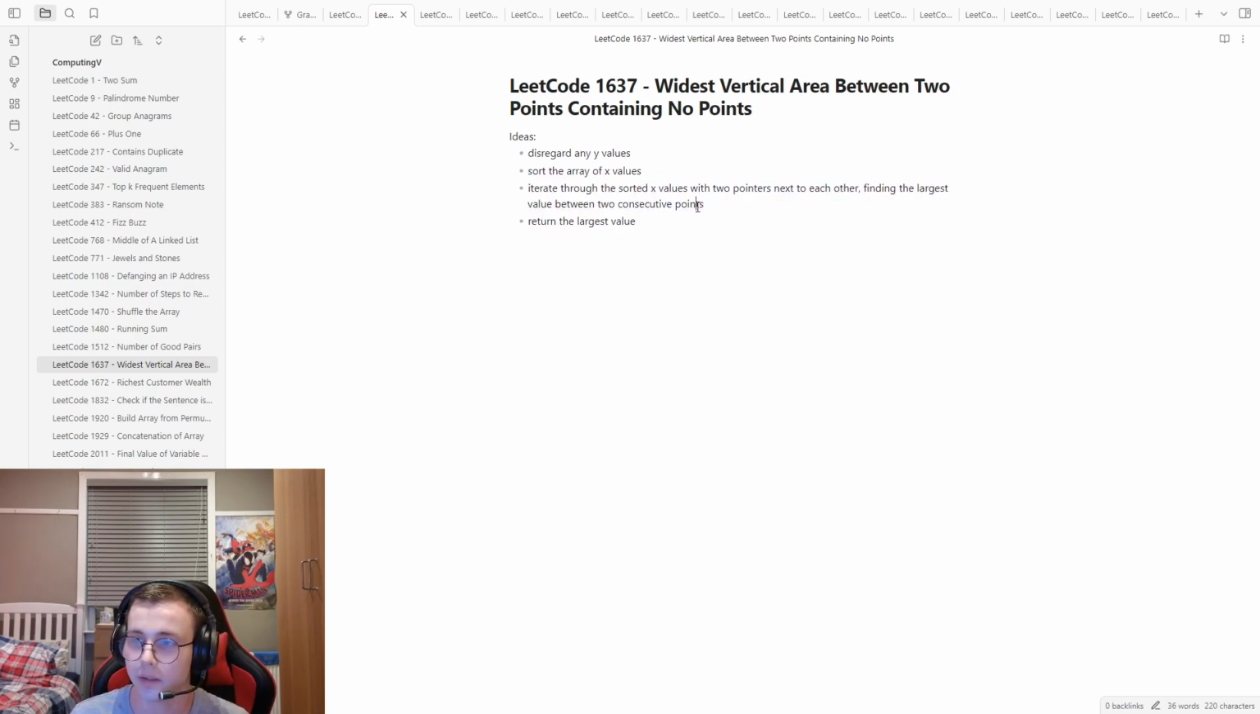Let's try this, and this is going to be, well, the sorting is going to be a time complexity of n log n to sort, and then iterating through the sort, so disregarding them as well. So I was just going to append them all to an array. That's going to be O of n. Sorting is going to be O of n log n. Iterating through the sorted x values and finding the maximum values is again going to be O of n, and the space is going to be O of 1.